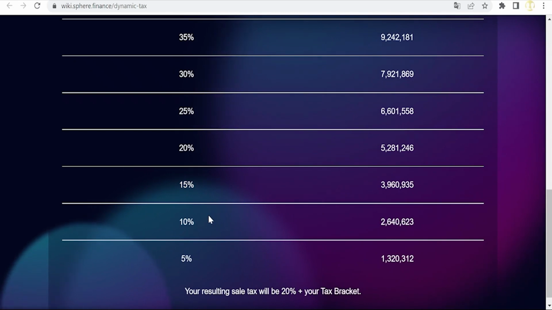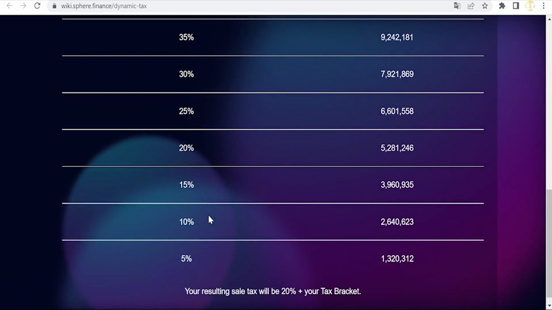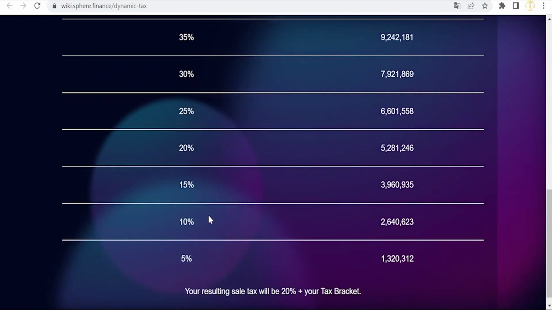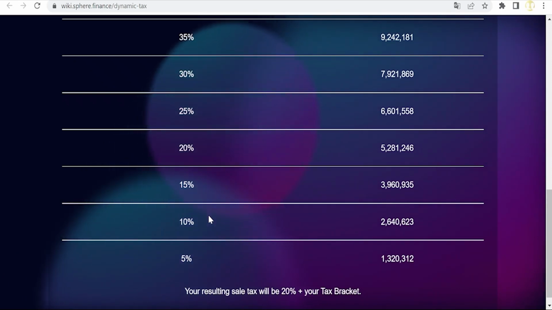This threshold varies depending on the price of the token, and the higher the price is, the lower the Sphere held. And these sell taxes go directly to the liquidity pool. This increases the amount of Sphere in the pool and drives down Sphere's price.